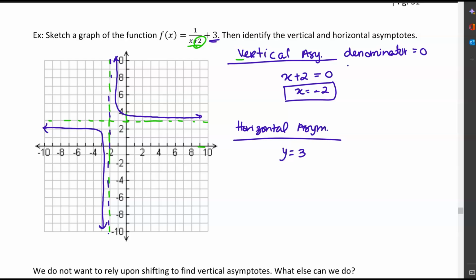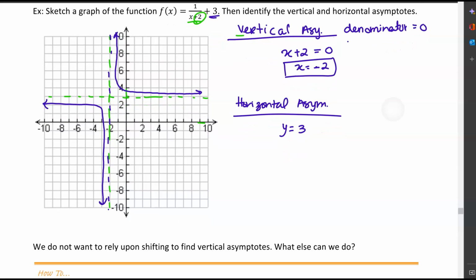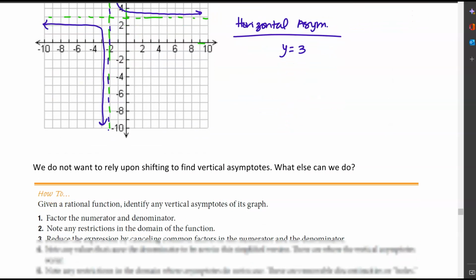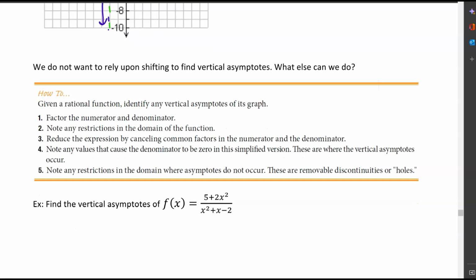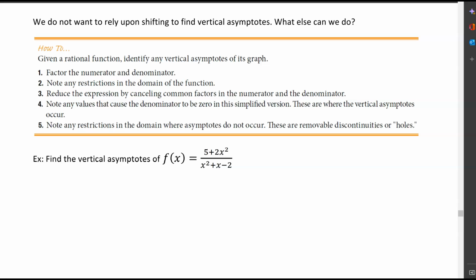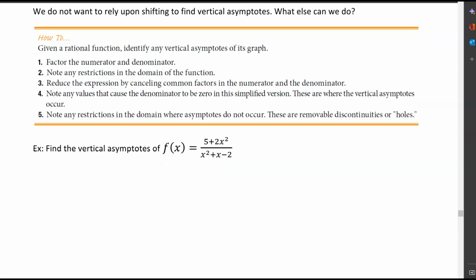Now this is relying solely on understanding the parent function and shifting it. If we don't want to rely on shifting to find vertical asymptotes, what else can we do? Given a rational function, we can identify vertical asymptotes of its graph. We can factor the numerator and denominator, note any restrictions on the domain of the function, and reduce the expression by canceling common factors in the numerator and the denominator. Any values that cause the denominator to be 0 in this simplified form are where your vertical asymptotes occur. Note any restrictions in the domain.